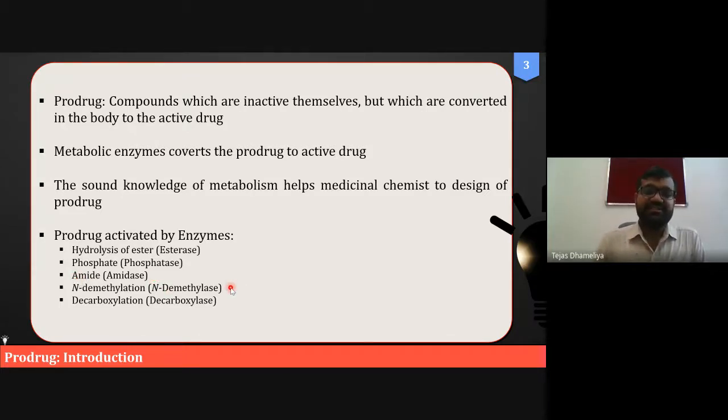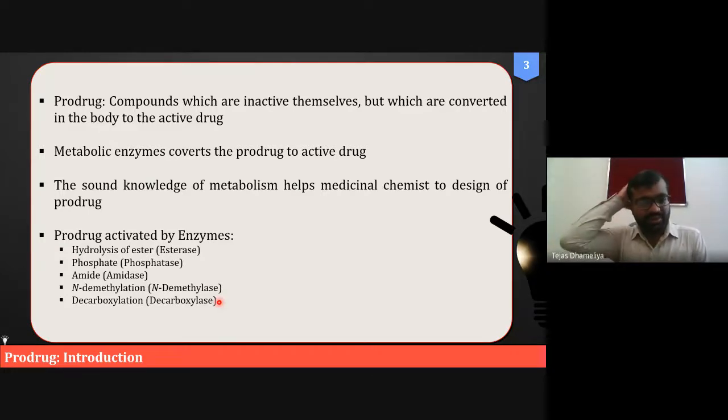And demethylase is for removal of a methyl group, demethylation, especially removal of a methyl group which is attached to nitrogen. Decarboxylase is involved in removal of the carboxylic acid group. Okay, so these are the several enzymes which are involved in this kind of activation of particular prodrugs.